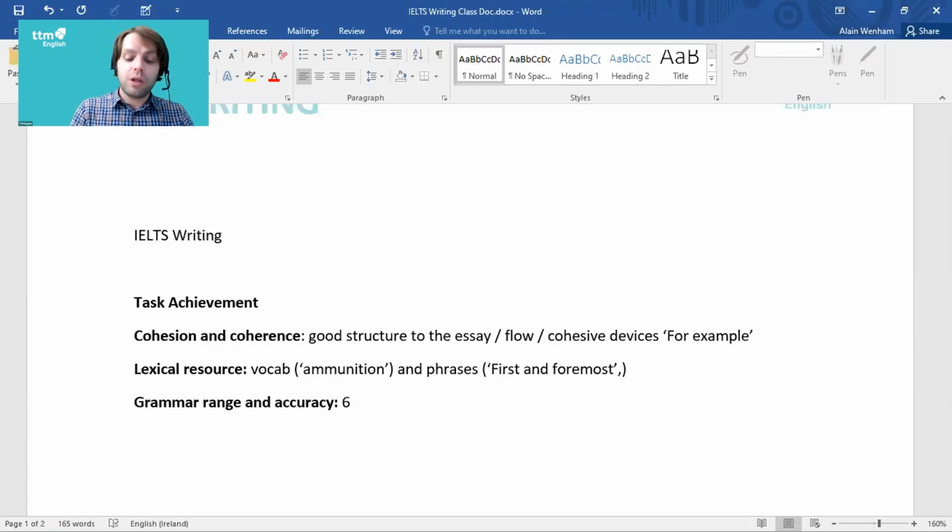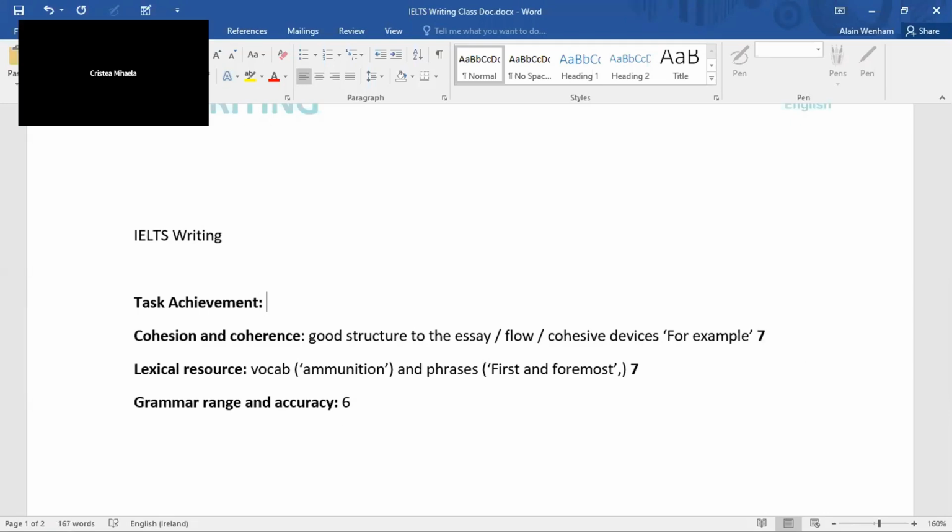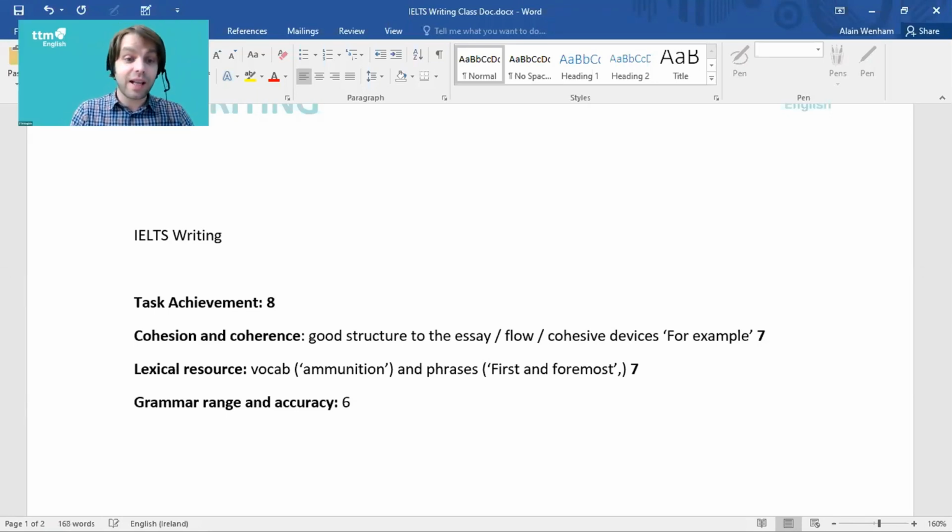Now, guys, you should be looking to get a 7 in your lexical resource. Okay, you're getting a 6 in your grammar. That's fine. Probably native speakers might get a 6. You want to get a 7 in your lexical resource. You want to get a 7 in your cohesion and coherence. And what do we want to get in task achievement, guys? What should we aim for? 8. 8, yeah. Well, yeah. Actually, yeah. Something like 8.